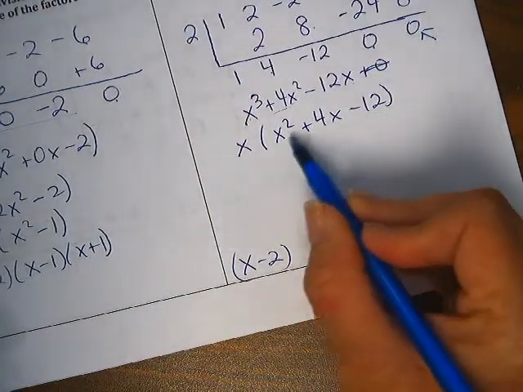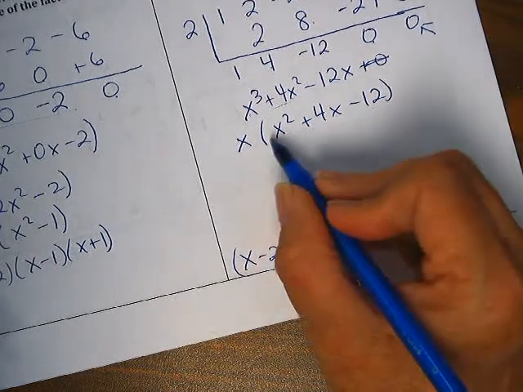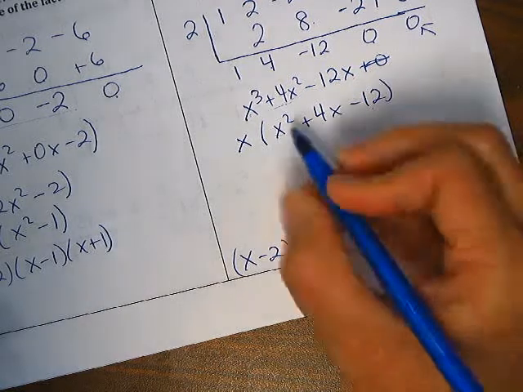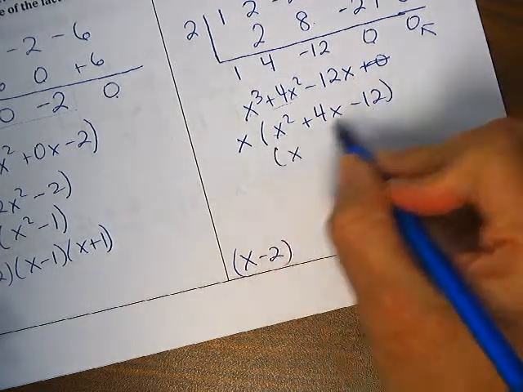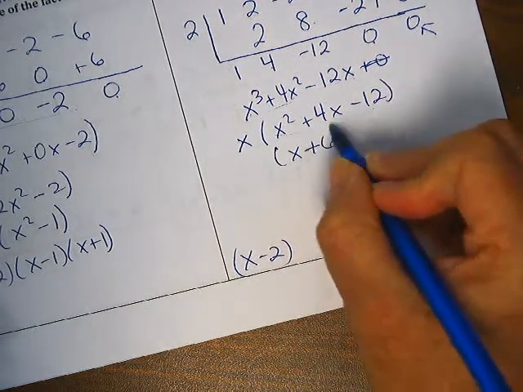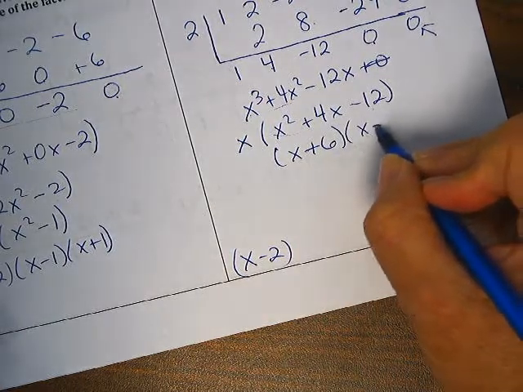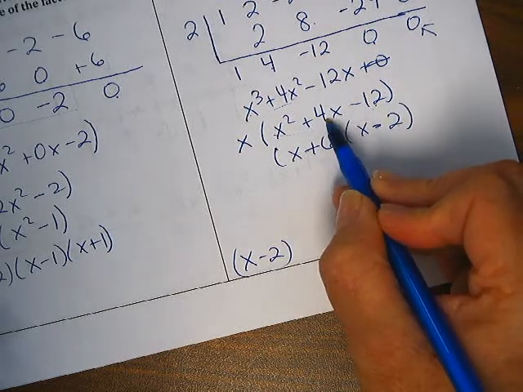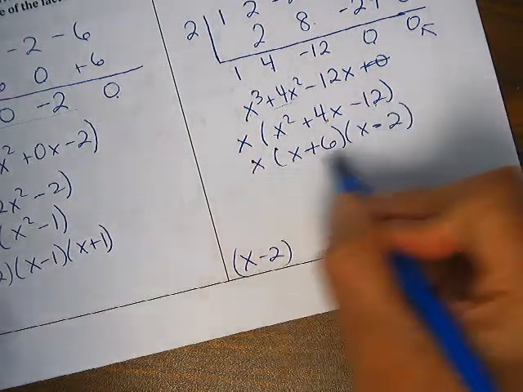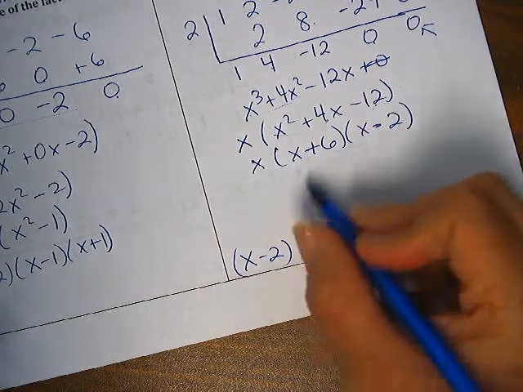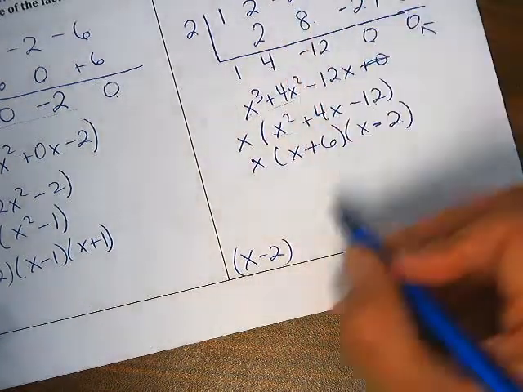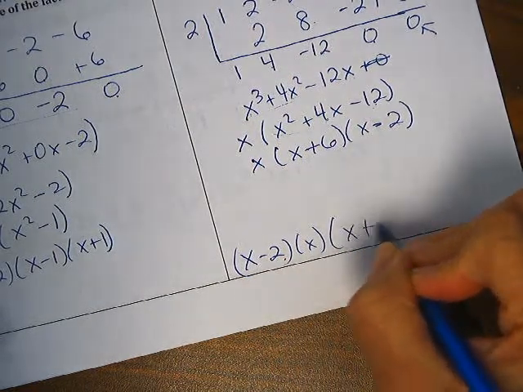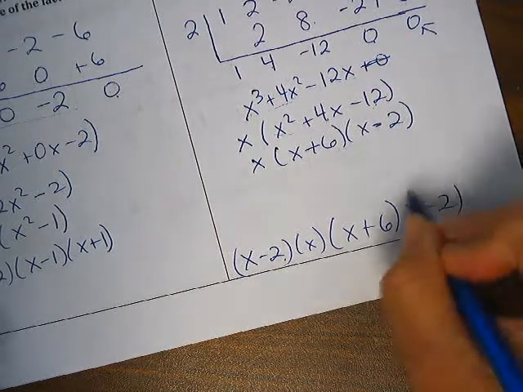Okay, can we factor this further? And again, hopefully you recognize that the factors of this quadratic are x plus 6 and x minus 2, because those will multiply to give us the negative 12, but add to give us the 4x. So when we've broken this down further, our factors of that starting polynomial are x minus 2, x plus 6, and x minus 2.